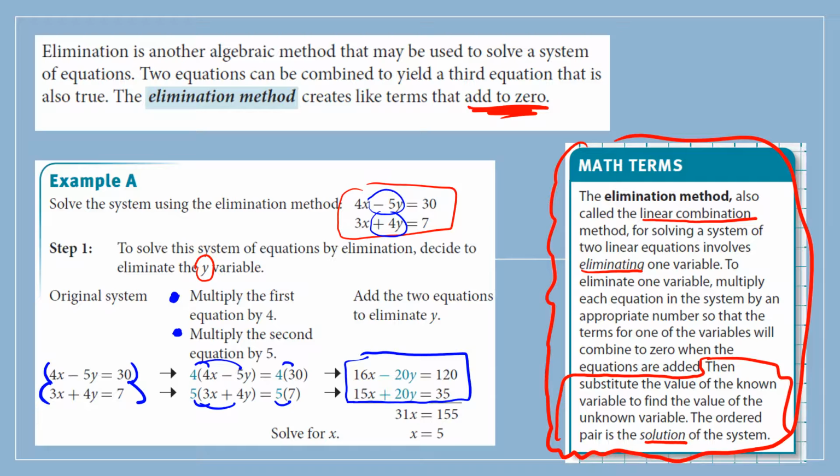So now what you'll notice is that if I line these up vertically and add them up, these two guys are going to cancel out. 16 plus 15x gives me 31x, and then 120 plus 35 gives me 155. Then I can divide by 31 and I get x equals 5. Now all I've got to do is plug that back in like we did with substitution.